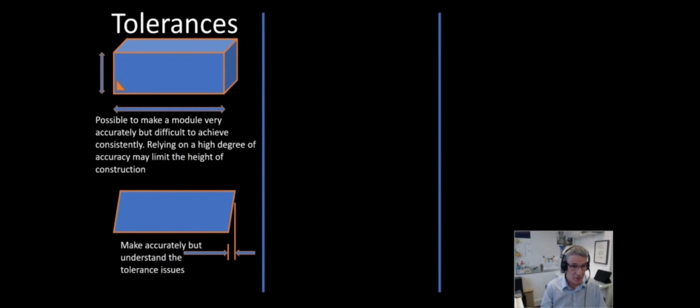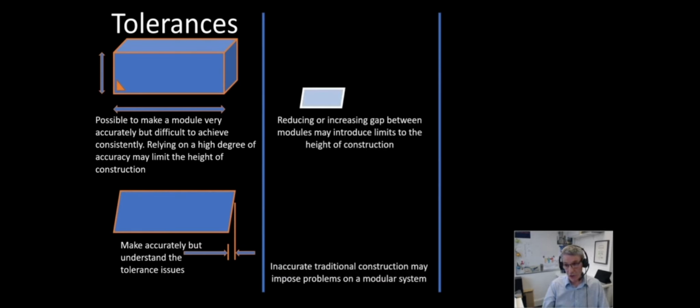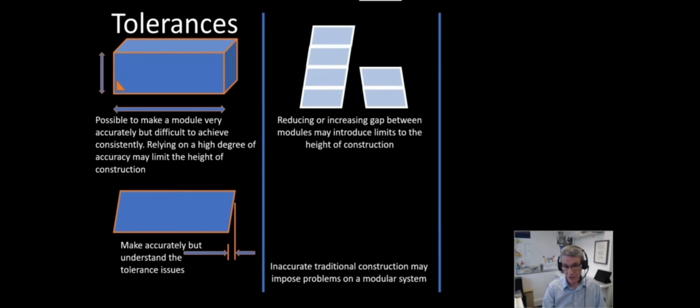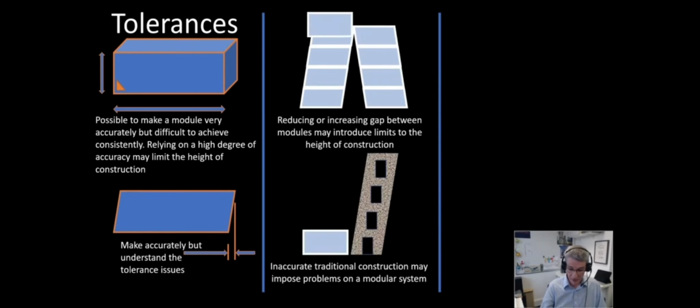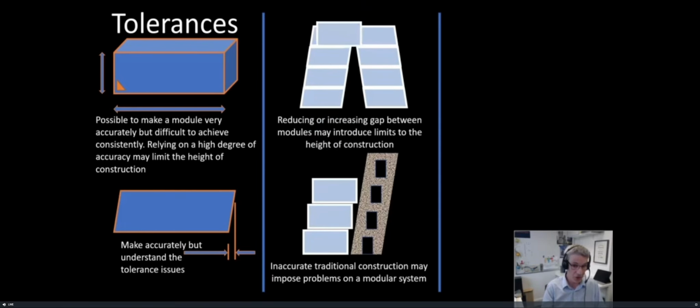With modular construction, because you manufacture elements offsite and then have to fit them together, you have to consider your tolerances. It's possible to make things very accurately, but not possible to make them highly accurately all the time. So it's best to understand the level of accuracy you're achieving and engineer your project to suit. If you have a reducing or increasing gap between modules, at some point that can become a significant problem where modules don't fit.